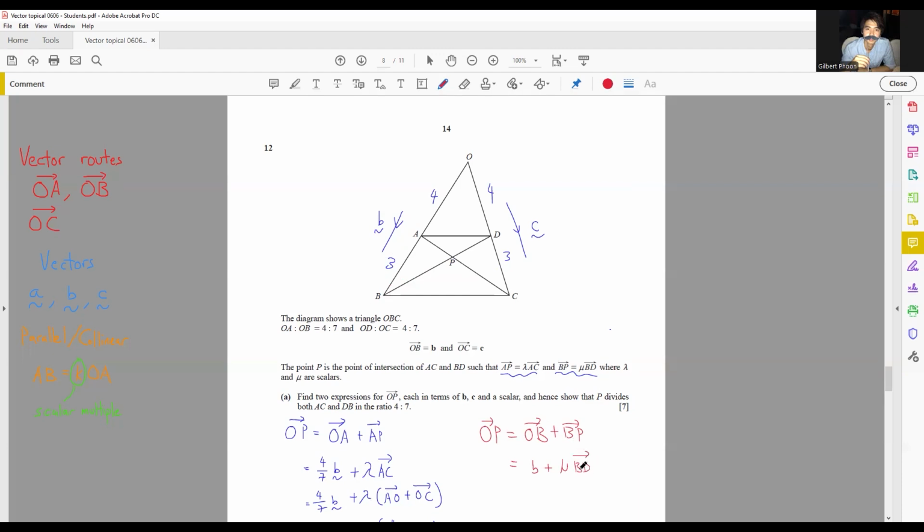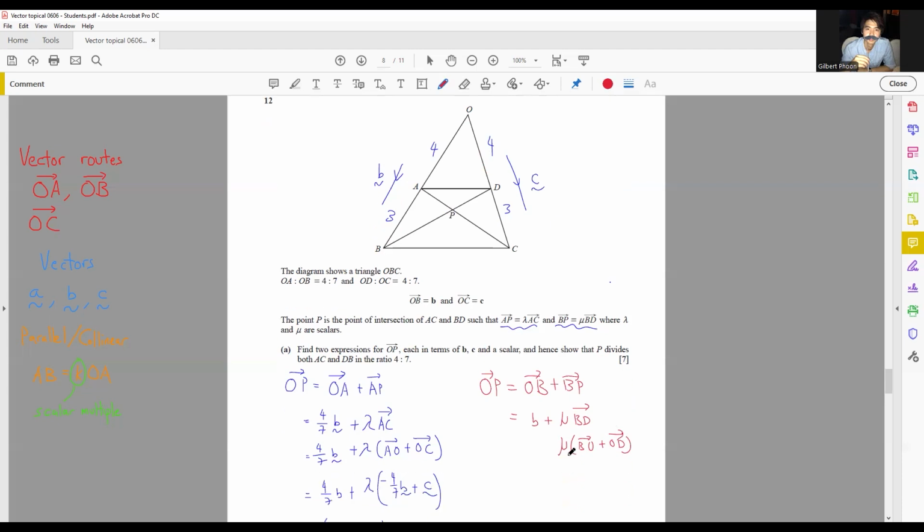Now, to break down BD, it is actually traveling this way and this way, right? BD would actually equal BO plus OD. These are all vectors with the arrow on top, right? This is your proper vector. Now, from here, we can continue to write down and break it apart.